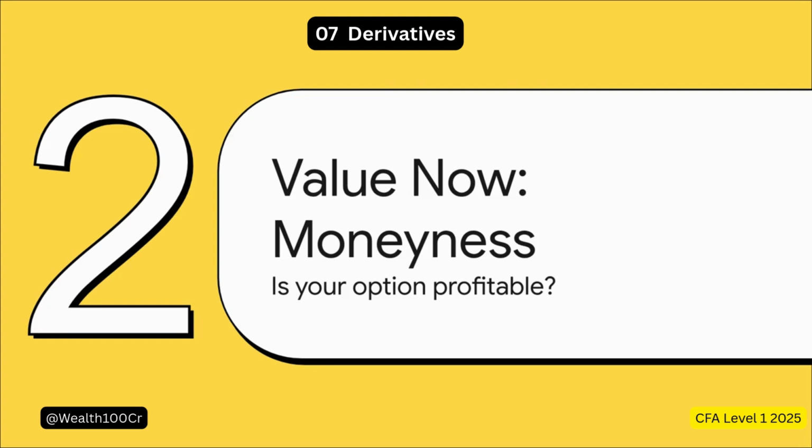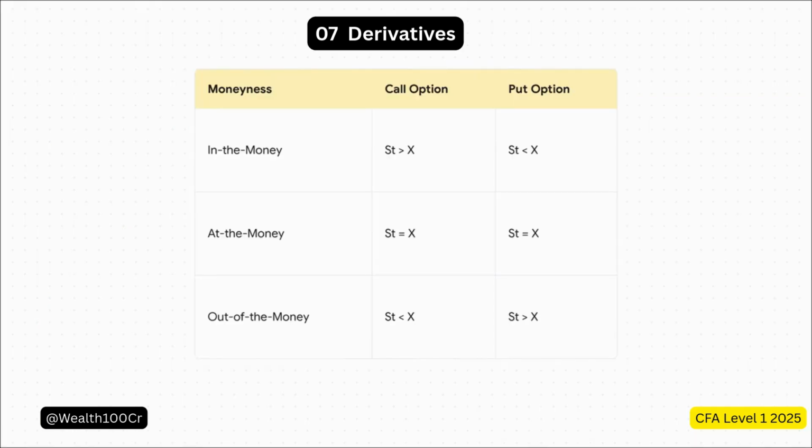That's all it is. Now this table here gives us the simple rules for moneyness. An option is called in the money if it's profitable right now. So for a call option, where you have the right to buy, that happens when the current market price, we call it the spot price, is greater than your fixed exercise price. And the opposite is true for a put option, where you want the spot price to be lower. And if they are exactly equal, well then the option is at the money.